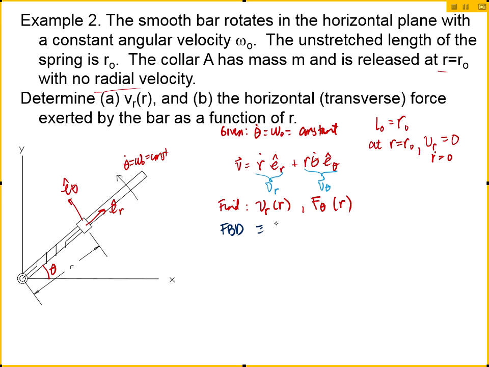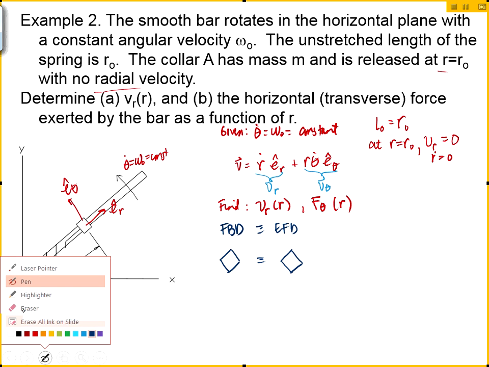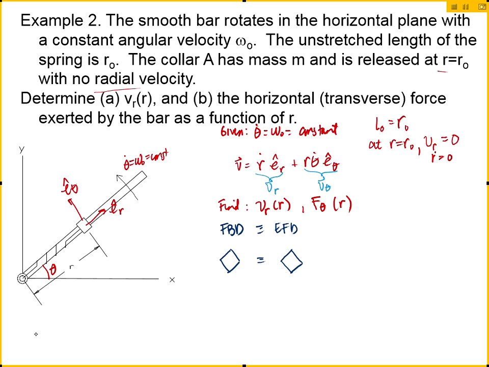The FBD of the collar at some arbitrary position, at some arbitrary theta and some arbitrary r. Okay, so what are the positions, let's say it's this positioning. What are the forces acting on the collar? So I'm looking at the free body diagram of the collar, right? What are the forces acting on the collar? Gravity. Okay, so how do I show the gravity here?